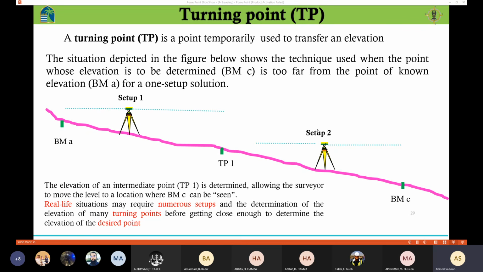Now I'm going to have setup 2. I'm going to place the instrument here. Then I'm going to get the backside, and I'm going to get the foreside, and then I'm going to be able to determine the elevation of this point. And this process could be done more than one time, numerous times. If the distance is too far, maybe I'm going to have 10 setups, 20 setups, until I get the point which I need to know its elevation.